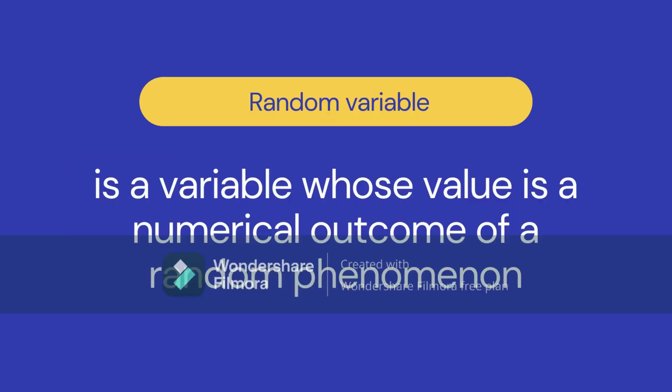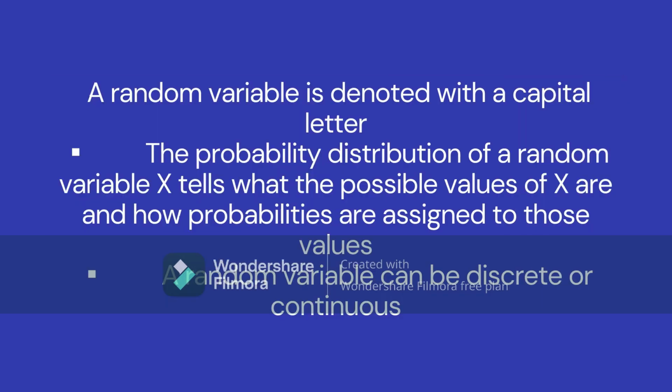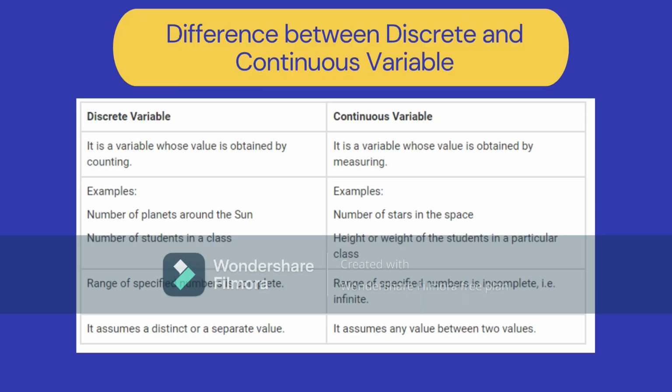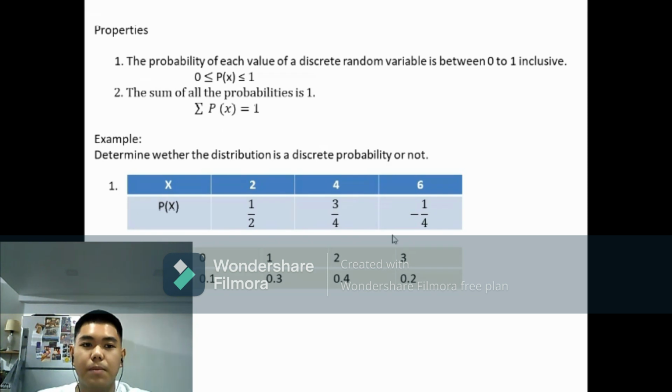A random variable is a variable whose value is a numerical outcome of a random phenomenon. Probability distribution and its properties. We have the following properties. Number 1. Probability of each value of a discrete random variable is between 0 to 1 inclusive, meaning our probability of each random variable is between 0 to 1 only.